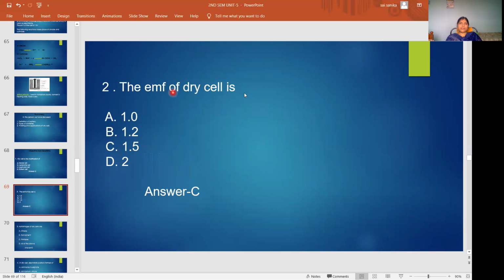Then the EMF of dry cell. I already told you the EMF of a cell is very, very important. In your syllabus you have 4 cells, so for the 4 cells you have to remember this EMF. Don't confuse. So what is the EMF of the dry cell? A is 1, B is 1.2, C is 1.5, D is 2. So the answer is 1.5 volts. The EMF of dry cell is 1.5 volts. This is important for one more question also: if they ask to write the EMF of dry cell, 1.5 volts is the EMF of the dry cell.